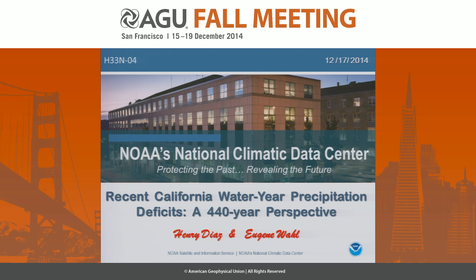So we're going to talk to you about work that we've been doing with regard to reconstructing precipitation in Western North America, and what we've done is we've extracted from that spatially explicit work into looking at the current California, or I should say the just past California dryness.